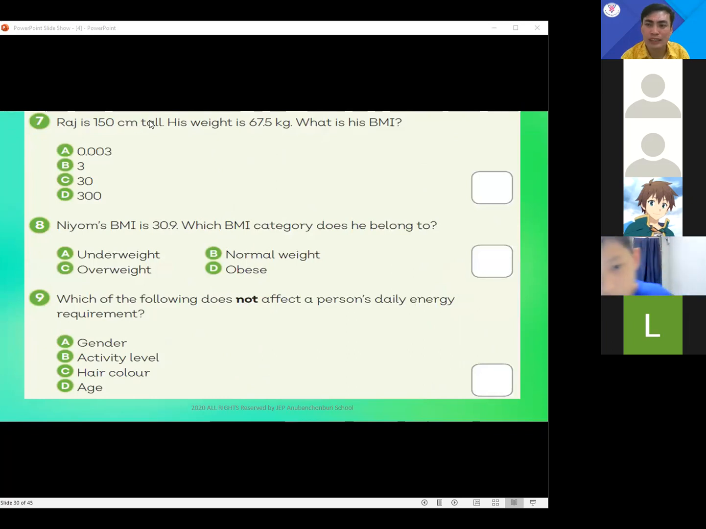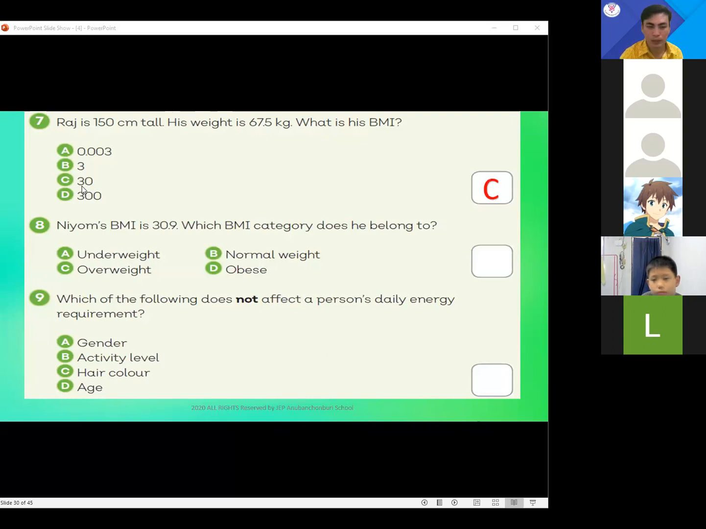Raj is 150 centimeters tall. His weight is 67.5 kilograms. What is his BMI? A, 0.003. Letter B, 3. Letter C, 30, or letter D, 300. Pirapong, go. What is your answer, Pirapong? 30. Correct. There is no BMI of 0.003, and there is no BMI of 3 as well. And 300 means it will not exist, because you will become very, very fat. So the answer there is letter C.